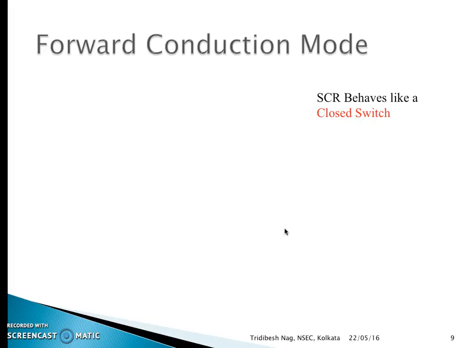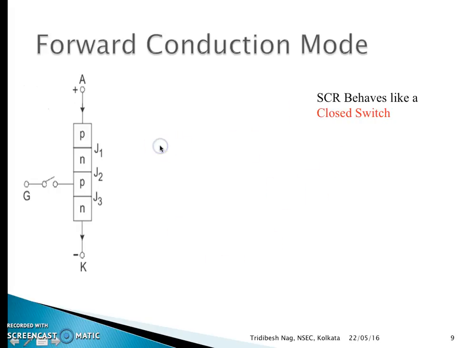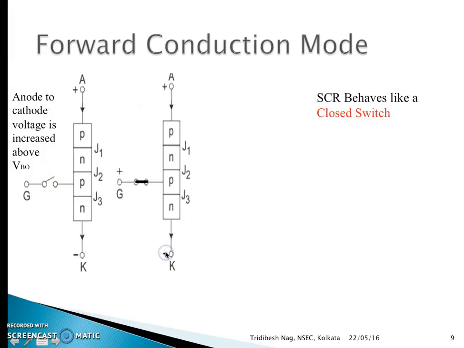In the forward conduction mode, it behaves like a closed switch. Now an SCR can be brought from forward blocking mode to forward conduction mode by two methods. The first method is that we can increase the anode to cathode voltage above VBO, keeping the gate open, and the other is by applying a gate pulse between the anode and cathode. That is, we have closed the switch and applied a gate pulse. Thus we can turn on the SCR, or make it go from forward blocking to forward conduction mode at a fixed voltage or a lower voltage below the VBO.